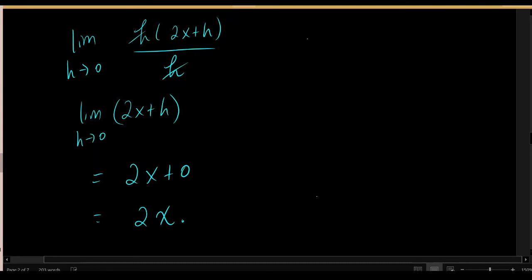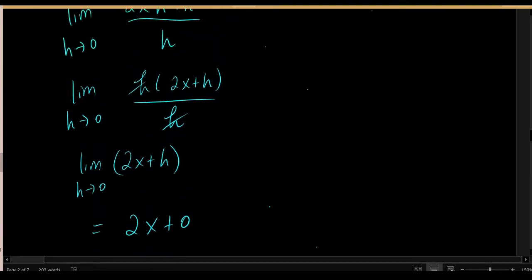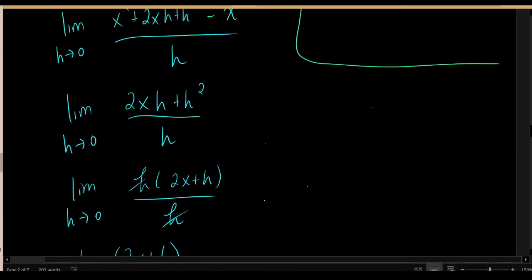So what have we concluded? We have concluded that if you want a formula that will tell you the derivative of the function at any given point, all you have to do is take that x value and plug it into the formula 2 times x.